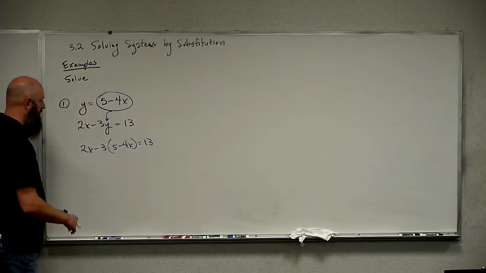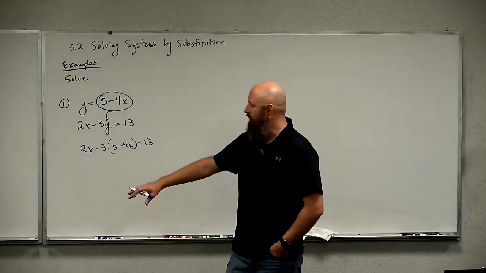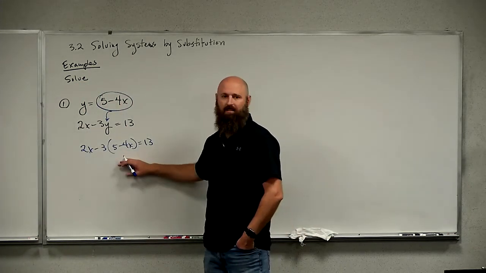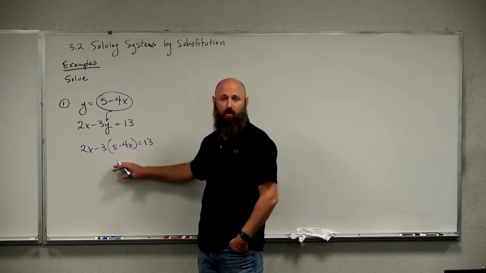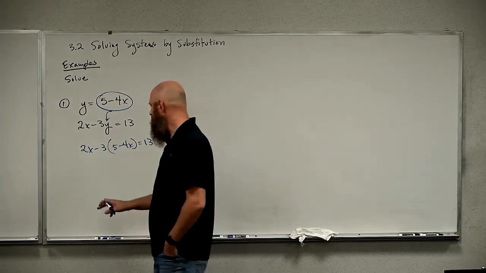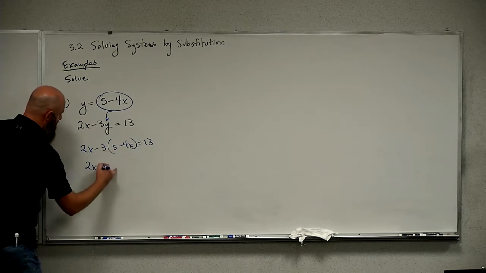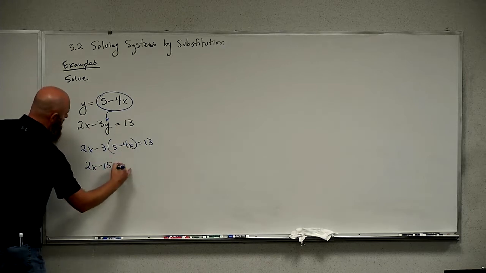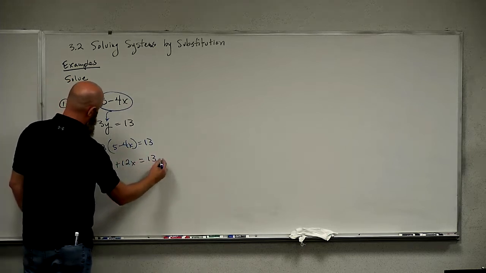It's very important to put those parentheses because we've got to distribute before we can combine like terms. And now hopefully you see the reason why we're doing this: when I look at my new equation here, I have nothing but x's. There are no y's anymore. So that allows me to solve for x. All right, so let's distribute this negative 3. We're going to get 2x minus 15 plus 12x equals 13.